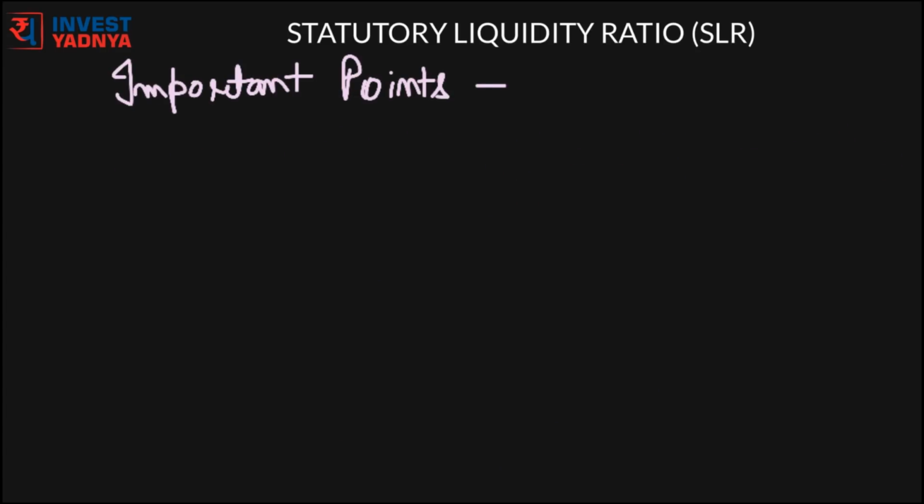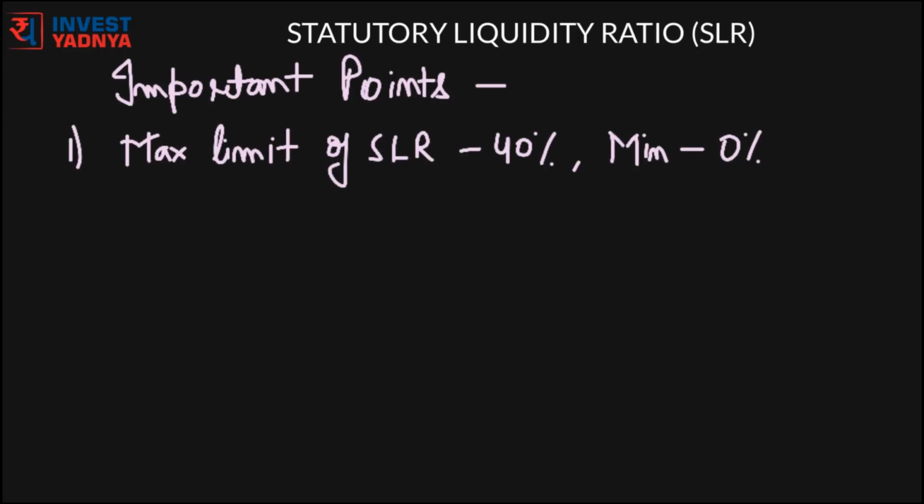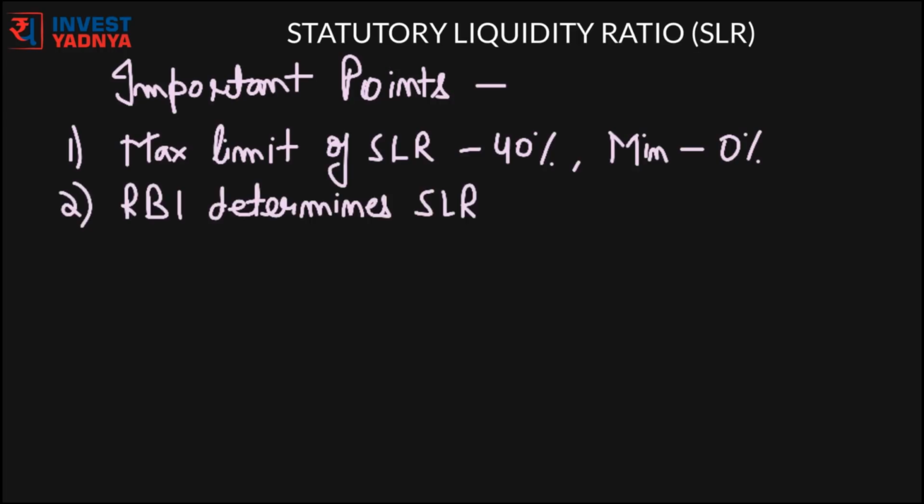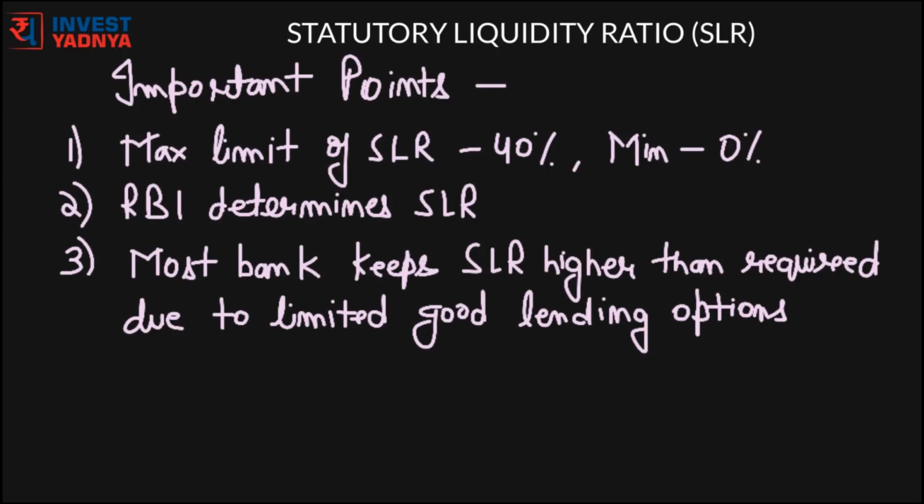A few other important things to note about SLR are that the maximum limit of SLR is 40% and the minimum is 0. In India, the RBI always determines the percentage of SLR in its quarterly review. Currently, most banks keep an SLR higher than required due to a lack of credible lending options. Near-term reductions are unlikely to increase liquidity and are more symbolic in nature.